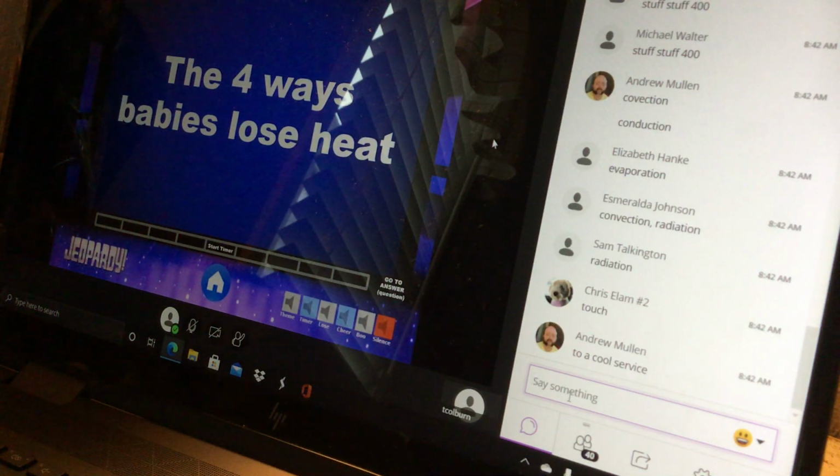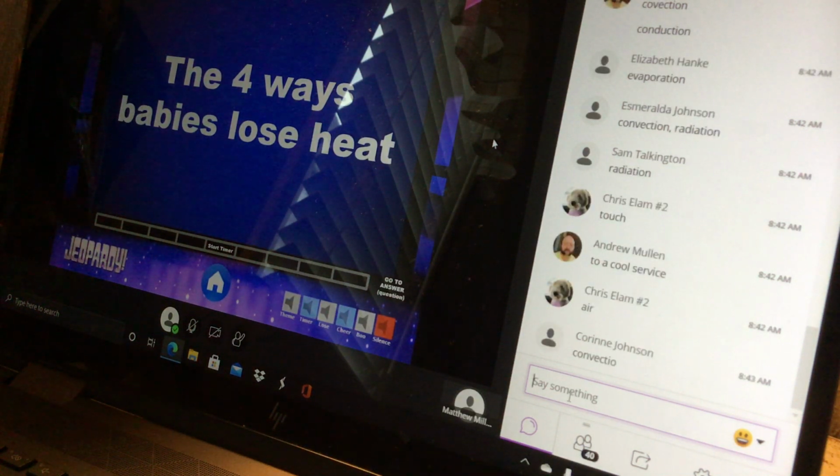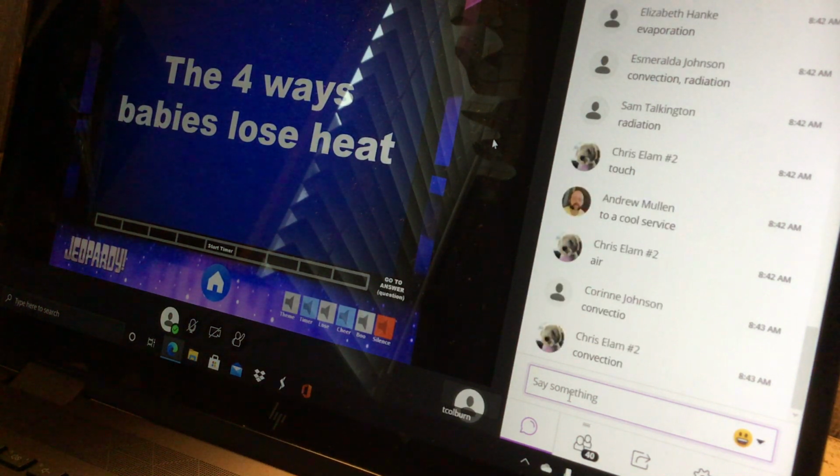All right. What about radiation? How are they losing heat that way? So radiation is when they're not touching but close to something. Radiation is the cold wall. I'm sitting next to a cold wall, I'm not touching the wall, but the wall is pulling my heat away from me. The air one is what? The air movement? That's convection. Like your convection ovens have hot air moving around, but cold air will take the heat away from the baby.